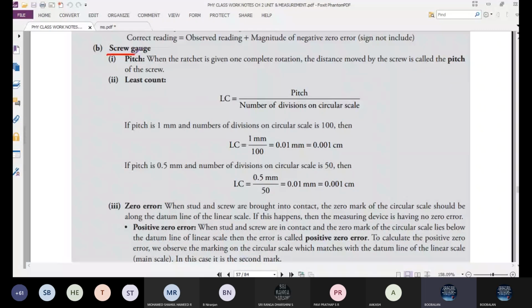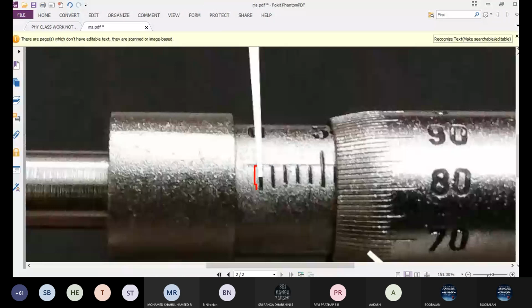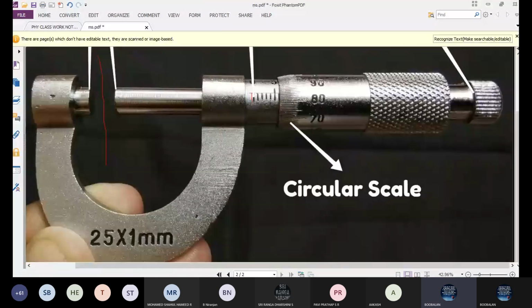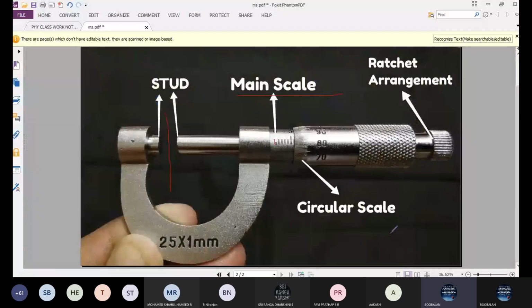Okay, screw gauge. This one. It is there in our lab. After that we'll go for the lab, I will show you a video also, a lab video. Before that, first you want to understand the concept. Listen.